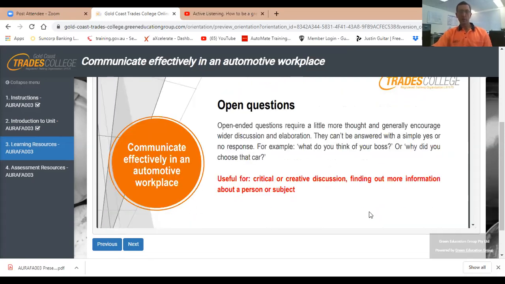Open-ended questions require a little more thought and generally encourage wider discussion and elaboration. They can't be answered with a simple yes or no. For example, what do you think of your boss? Why did you choose that car? It's typically not a question you can answer yes or no to. It's more of an open question which elicits a much more detailed answer. And what are they useful for? They're useful for critical or creative discussion, finding out more information about a person or a subject. Open questions are used very commonly by salespeople, for argument's sake.